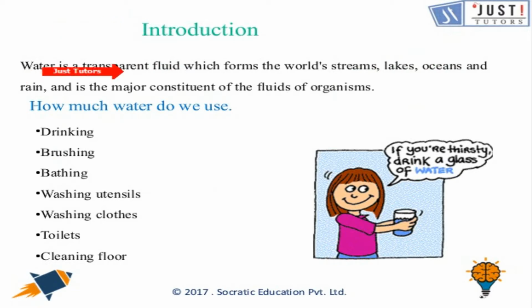Water is a transparent fluid which forms the world's streams, like lakes, oceans, and rain, and is the major constituent of the fluids of organisms. So let's see what are the places where we use water. We use water for drinking, brushing, bathing, washing utensils, washing clothes, and for cleaning the floor. Now let's move forward here.